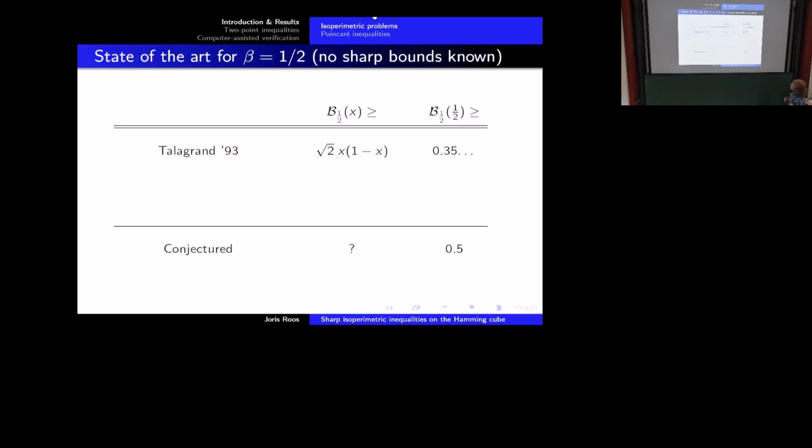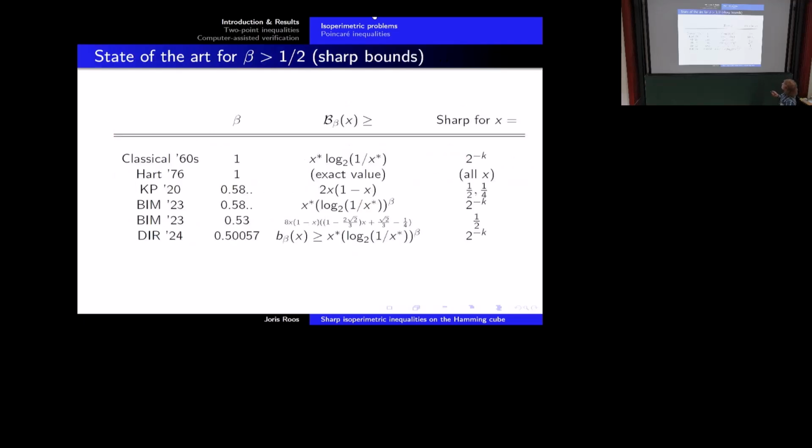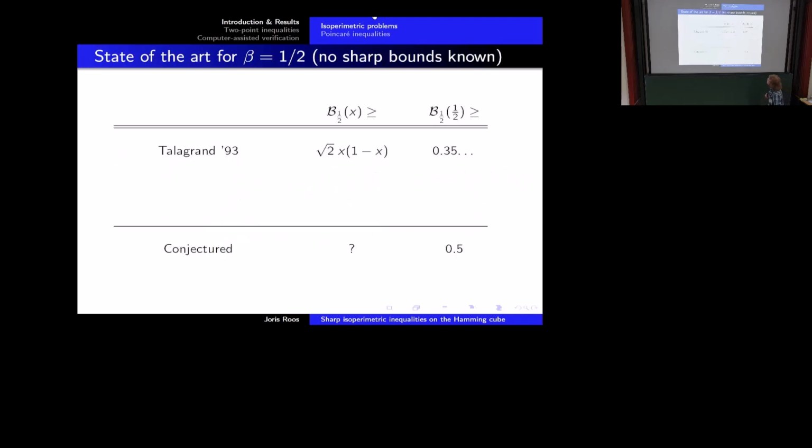Okay, so what I've told you about here is the history for values beta greater than 1/2. Now I want to tell you about the history for beta equals 1/2. This whole story was started by Talagrand in this landmark paper, and he proved a lot of bounds. He was also especially interested in the p-biased case, but we only look at uniform measures here because we don't know how to answer that yet. For beta equals 1/2, the isoperimetric profile is the most elusive one, the hardest one to crack.